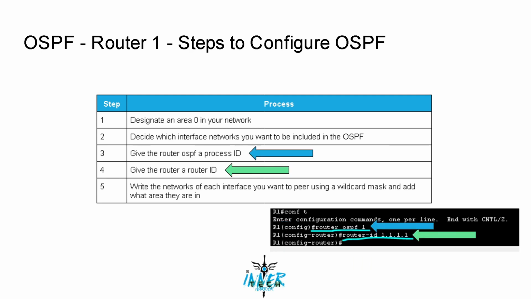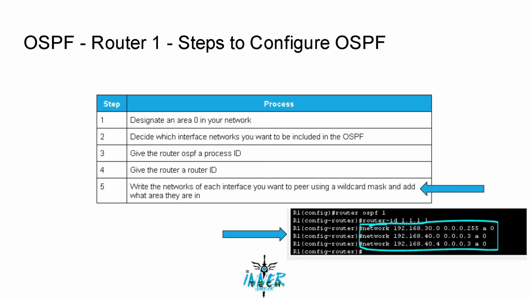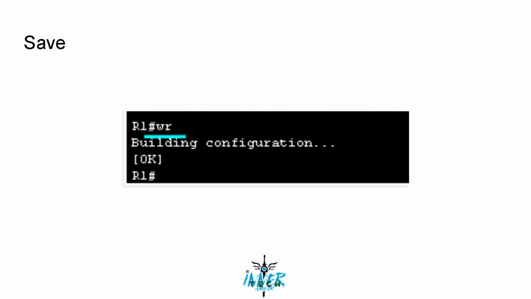Then we need a router OSPF process ID and a router ID. For those, we'll use 1, and for the router ID, 1.1.1.1. Next, we need to write the networks with their wildcard mask along with the area they are in. As we discussed before, all the routes will be area 0, hence the area 0 after the wildcard. Remember to save your configuration.